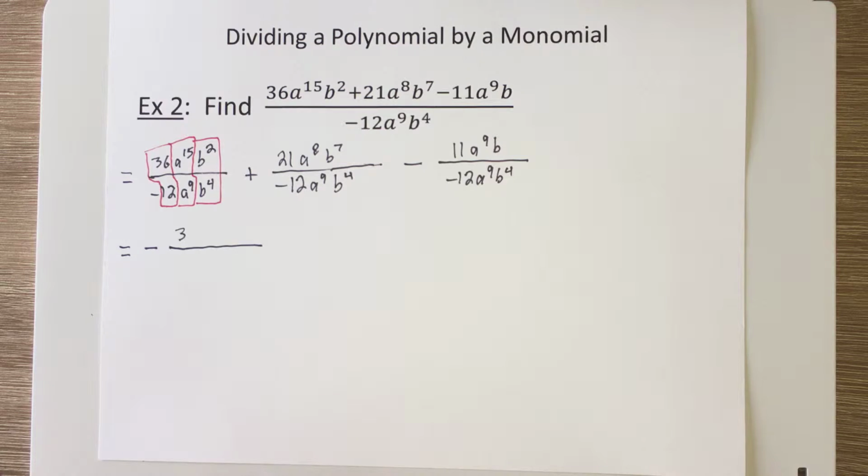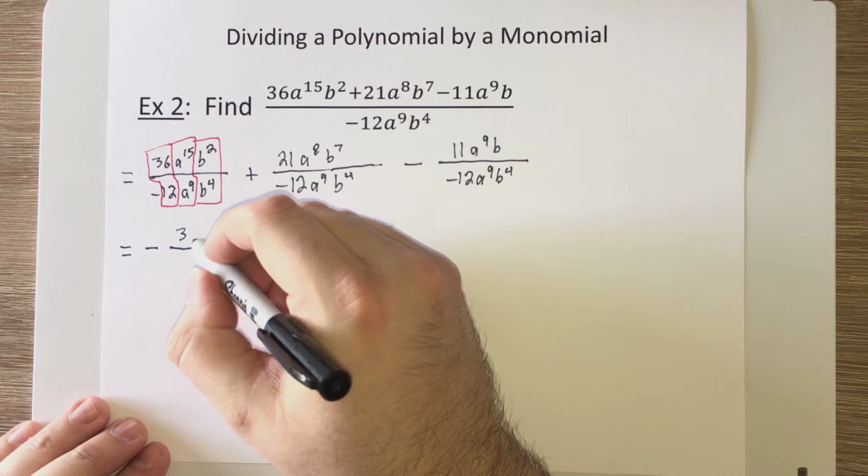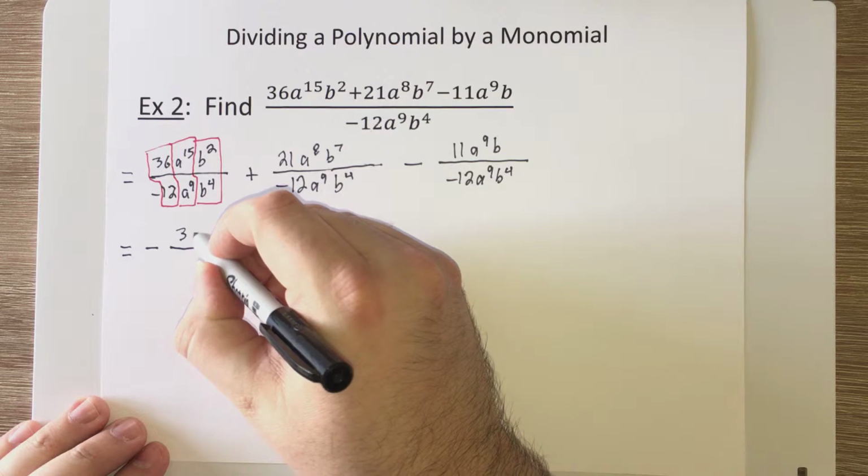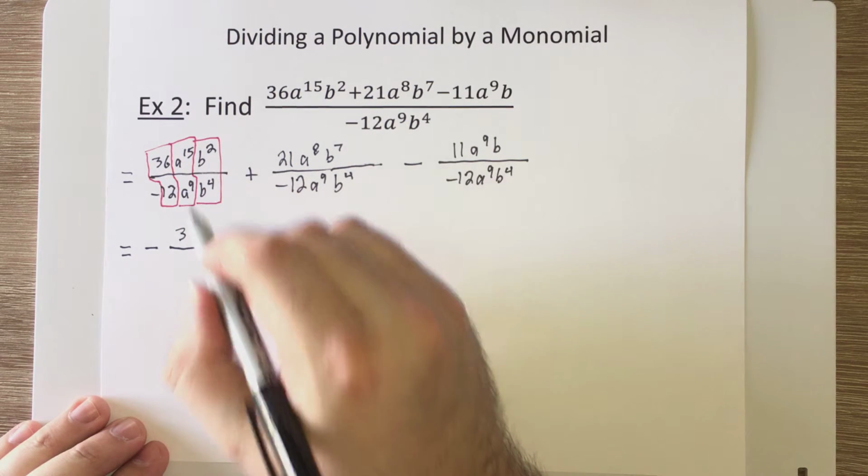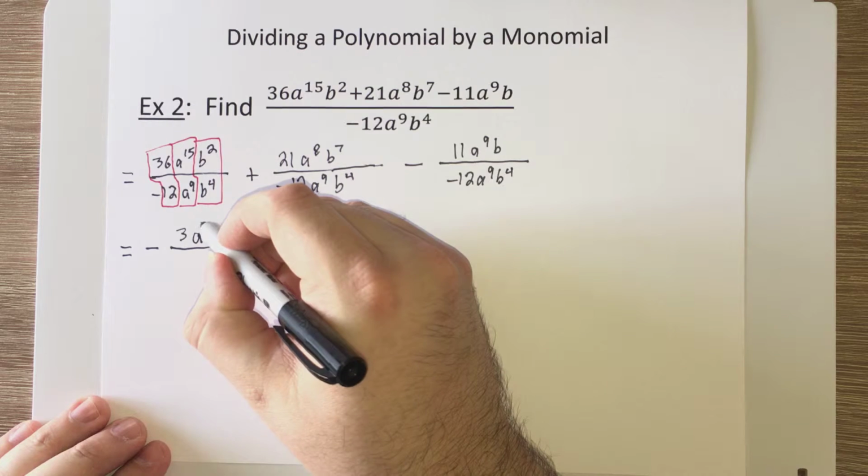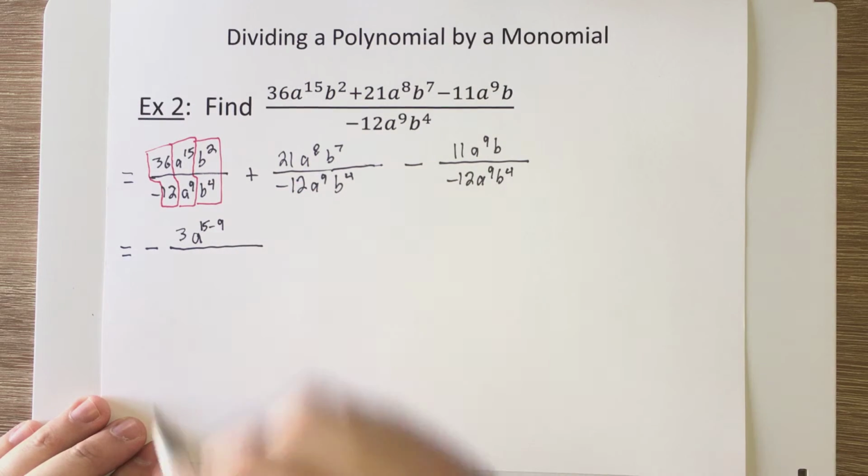And which order do you subtract the powers in? You have to do the top power minus the bottom power. So this is going to be a. Since they both have base a, the base of the answer is going to be a. And then you do top power 15 minus bottom power 9.